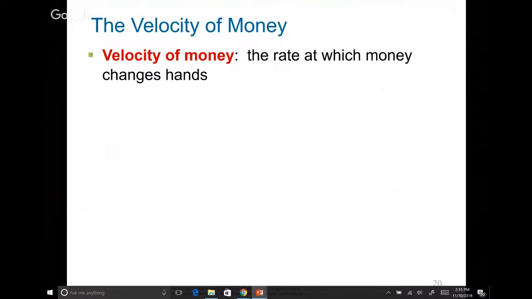Okay, so also know what the velocity of money is. If you remember from your physics class, the difference between velocity and speed is that velocity has a vector, so you know which direction the object is moving. That's velocity. So velocity of money is the rate at which money changes hands. Basically, for all the money we have in the economy for the entire year, how often does it change hands? We call this the velocity of money.